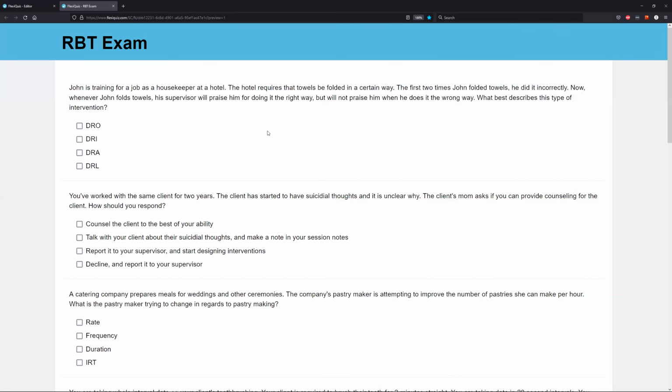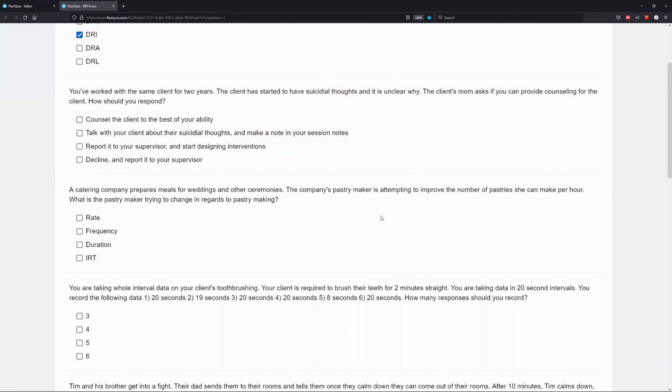It's like answering a question. Either you're going to get the question right, or you're going to get it wrong. John folding the towel correctly is incompatible with folding the towel incorrectly. So the intervention here is going to be a DRI. So whenever you get a differential reinforcement question, just break it down simply like that. Start with DRO, determine if it is, and then go to DRI and DRA. Very simple.